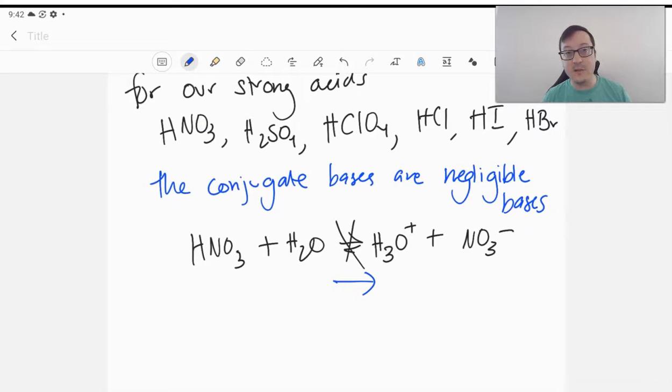This is effectively irreversible because the conjugate bases of these strong acids must be extremely weak, so weak as to be negligible. So we don't ever see chloride as a base, or iodide as a base, or bisulfate as a base. The conjugate bases of these acids are negligible.